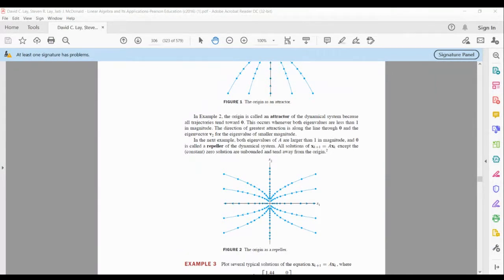Okay, so here you have an example of a repeller. In figure 2, they show what's called a repeller. All the trajectories move away from the origin. You see that? All the trajectories move away from the origin. Now, in order for that to happen, both eigenvalues would have to be greater than what number for the origin to be a repeller?